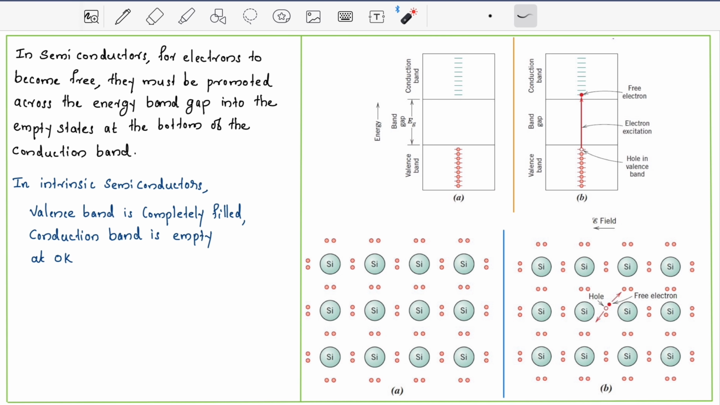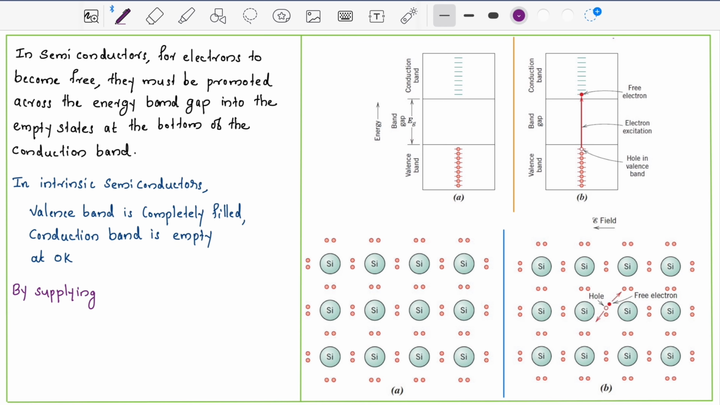This is the valence band. This is the conduction band. The valence band is completely filled, but the conduction band is empty. Now, by supplying an energy which is approximately equal to the band gap energy, the electrons from the valence band can be promoted into the empty states in the conduction band.